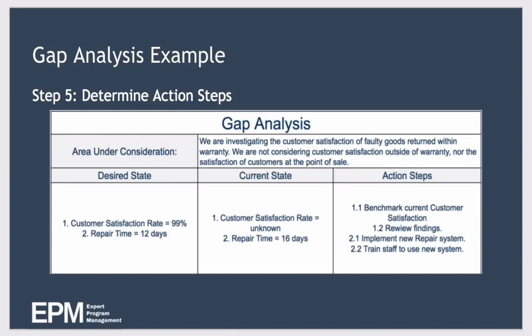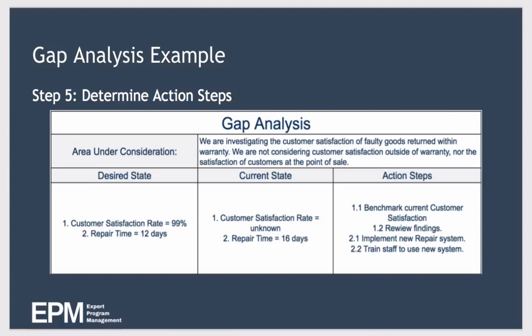And that's it. We have reached step 5, where we determine the action steps. And that's where the company describes the actions it will take to close the gap between the current state and the desired state. Now, because this company has no data for customer satisfaction rate, it decides the first step is going to be to benchmark the current situation and then review the findings of this analysis. Now, to improve the repair time metric and get it to 12 days, the company decides to implement a new repair system and train staff how to use this new system.